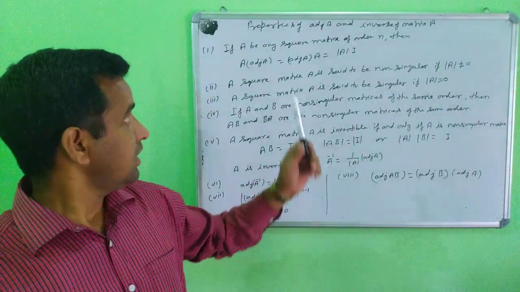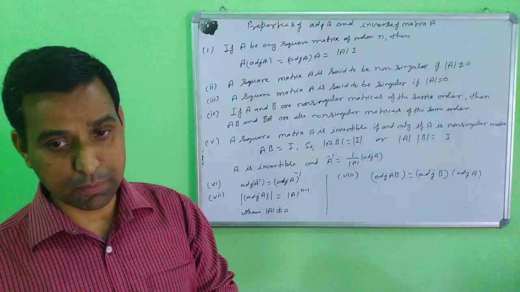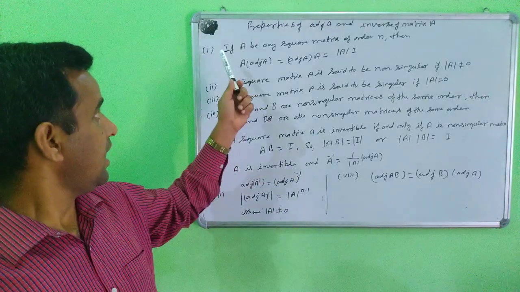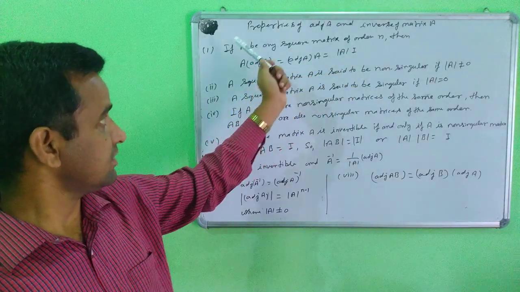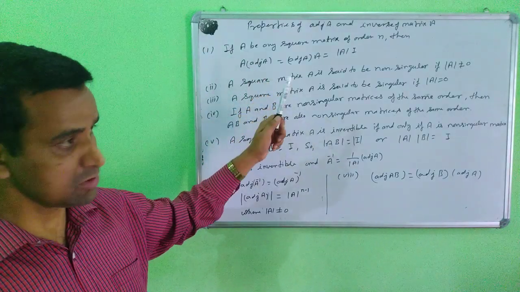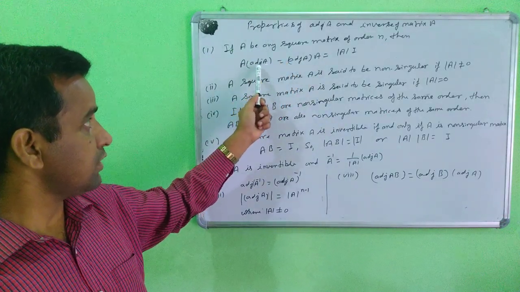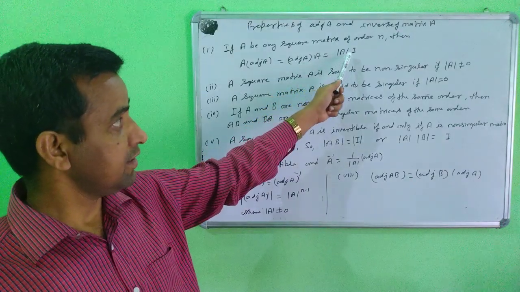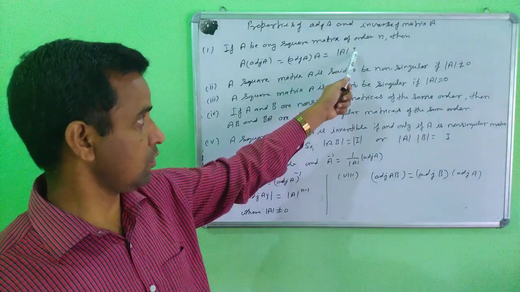Here students, some properties of adjoint A and inverse of matrix A. These are important properties. Now let's discuss these properties. First property: if A is any square matrix of order n, it does not matter whether it is order 2, 3 or 4, then adjoint A into A equals A into adjoint A, which equals the determinant of A into I.